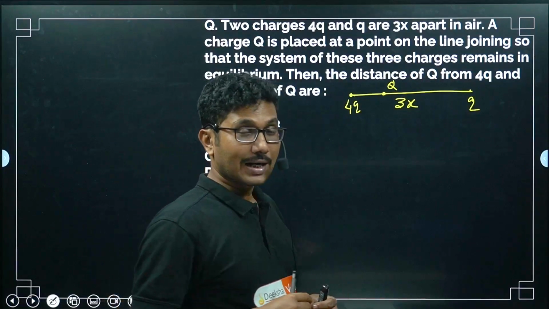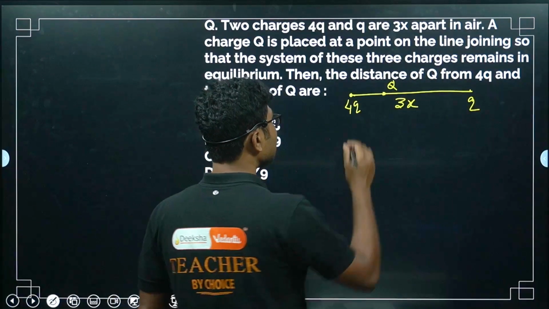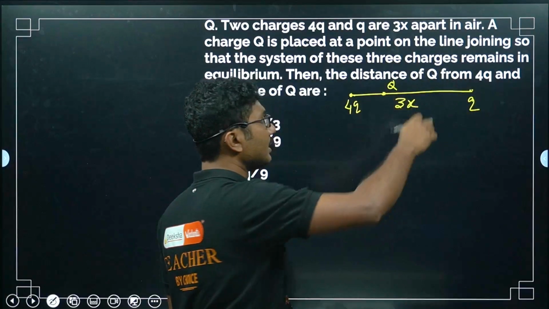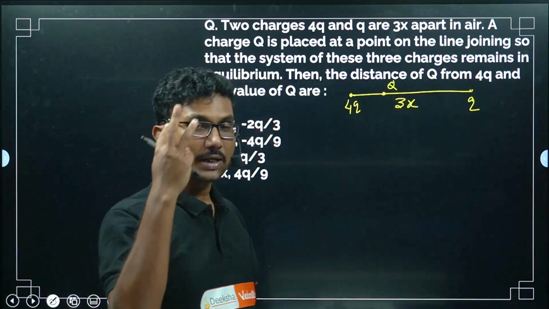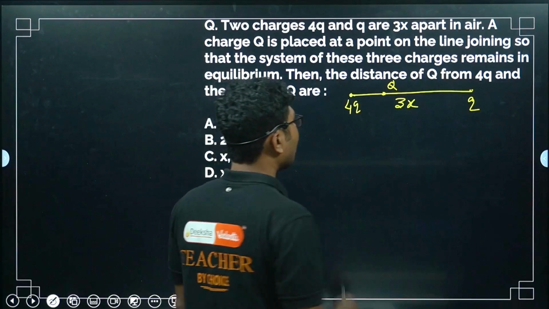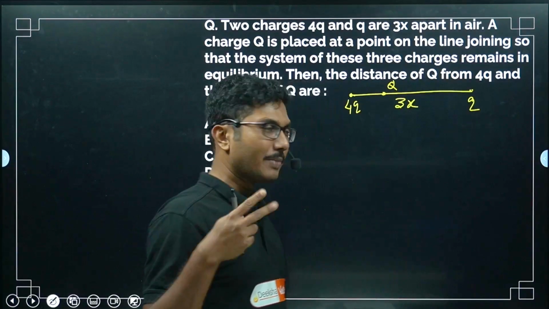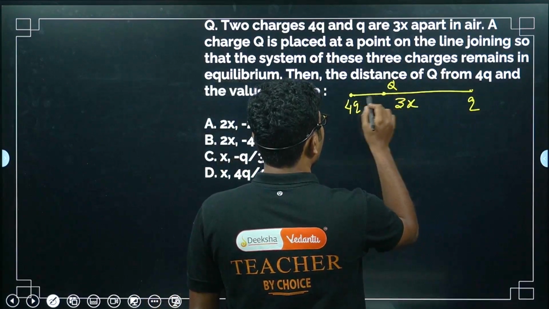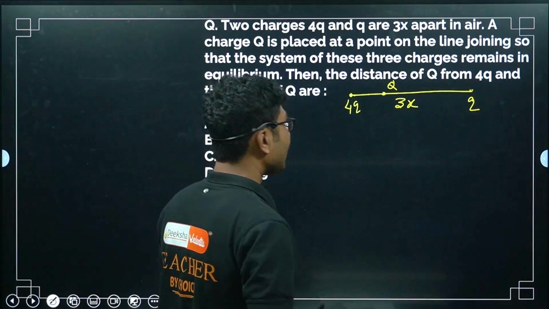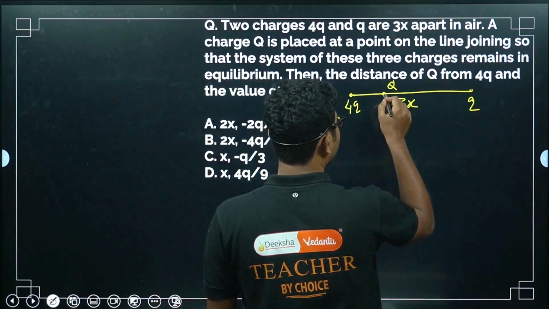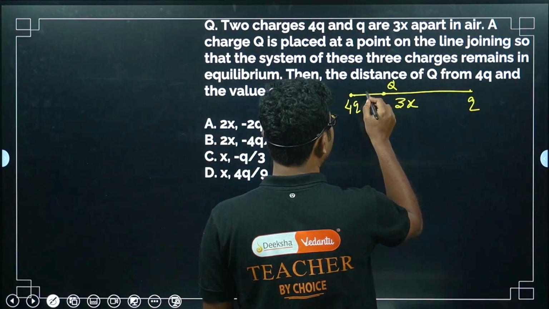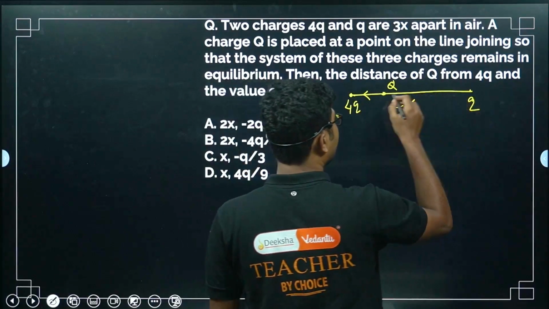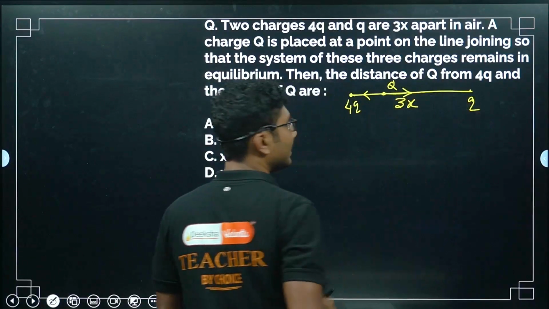Now what am I saying about point of view? Point of view means the equilibrium of each of these three charges. We can consider the equilibrium of all three charges, so we have 3 points of view, but we need at least 2, and 2 is sufficient. Now first let us consider the point Q. What is the force acting on this point Q? This point Q is getting attracted towards this 4Q in this direction, and also towards this Q in this direction.